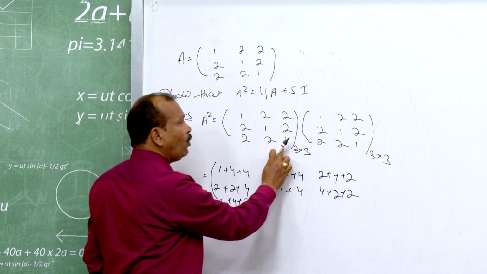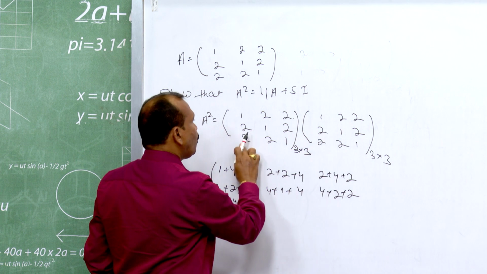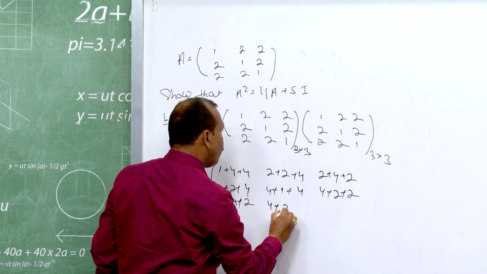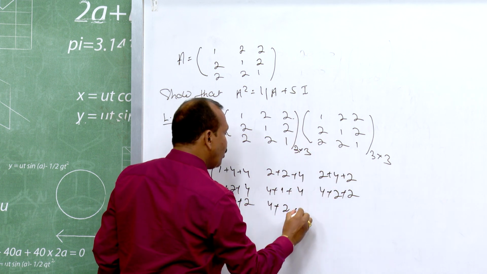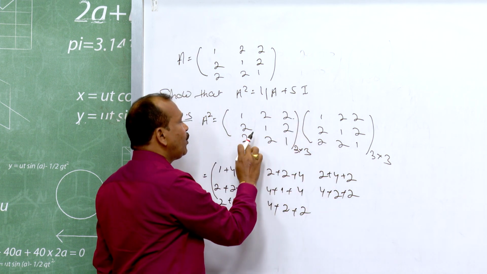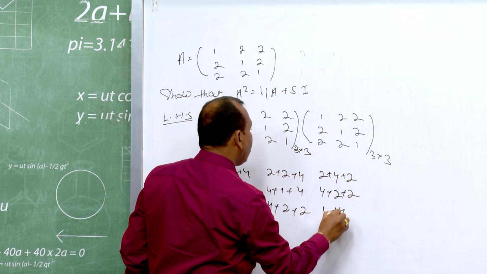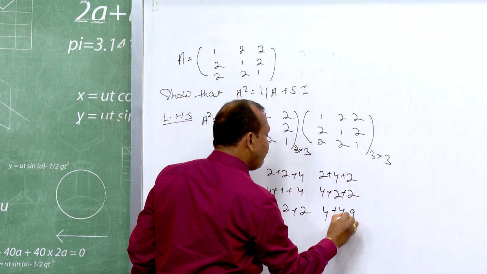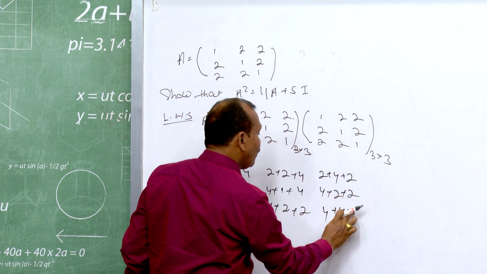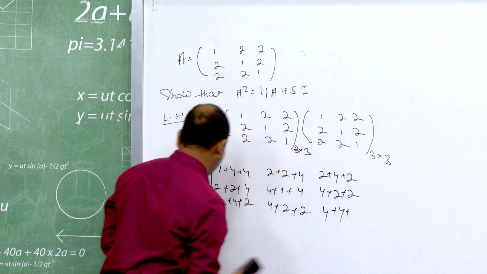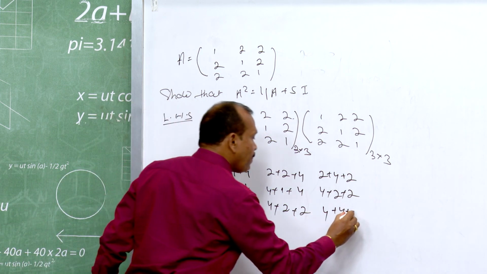So, the third row with second column: 2 into 2 is equal to 4, plus 2 into 1, 2, plus 1 into 2 is equal to 2. Same thing, 2 into 2 is equal to 4, 2 into 2 plus 4, plus 1 into 1 is equal to 9. 1 into 1 is equal to 1.